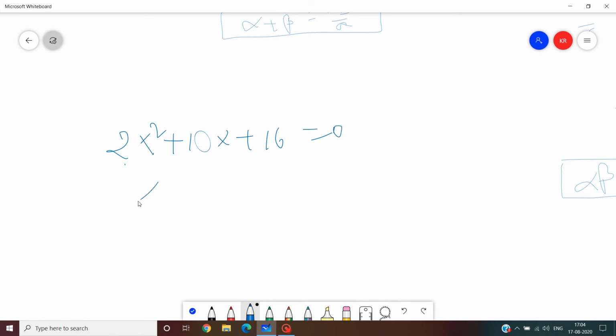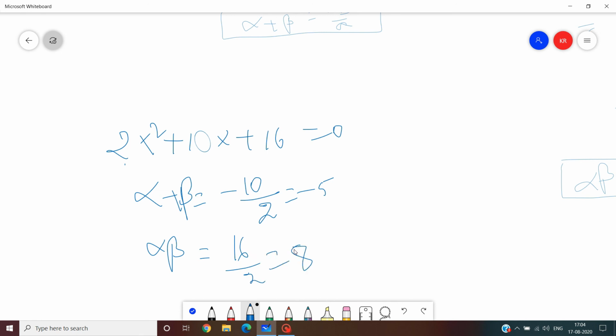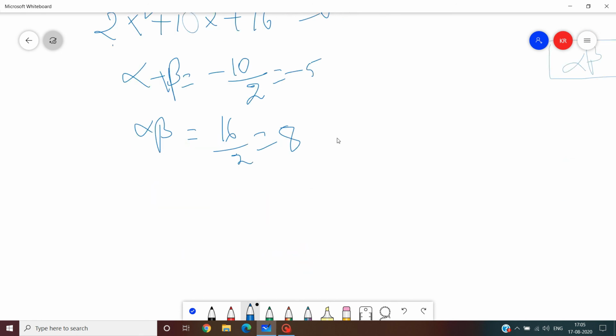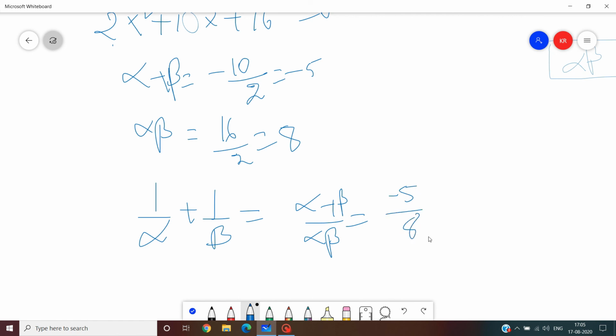If I ask what is the sum of the roots, then you can say alpha plus beta is equal to minus b by a, that is minus 10 by 2, minus 5. If I ask the product of the roots, that will be alpha beta, that will be 16 by 2, that is 8. So if I ask for the sum or product of the roots, that will be easy. What if I ask in a new way, like 1 by alpha plus 1 by beta? We can take an LCM. That will be alpha plus beta by alpha beta, right? So alpha plus beta is minus 5, alpha beta is 8.